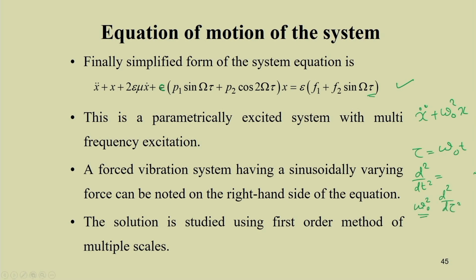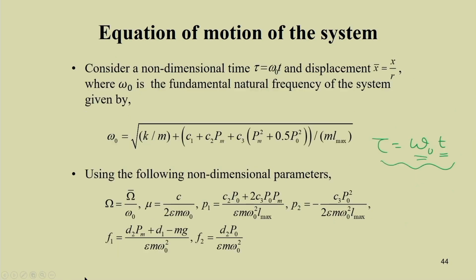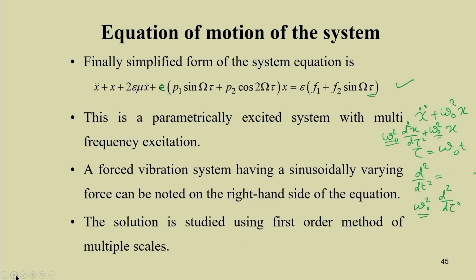So, you have an omega 0 square term in the beginning, then plus omega, so this will be written as omega 0 square d square x by d tau square plus omega 0 square x. Now, you can take this omega 0 square common and divide it everywhere, that is, in all the coefficients. So, from that way, you can find this equation.